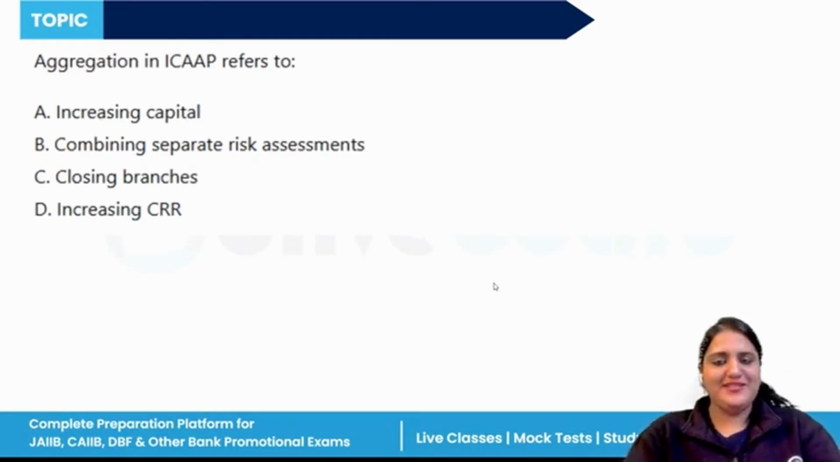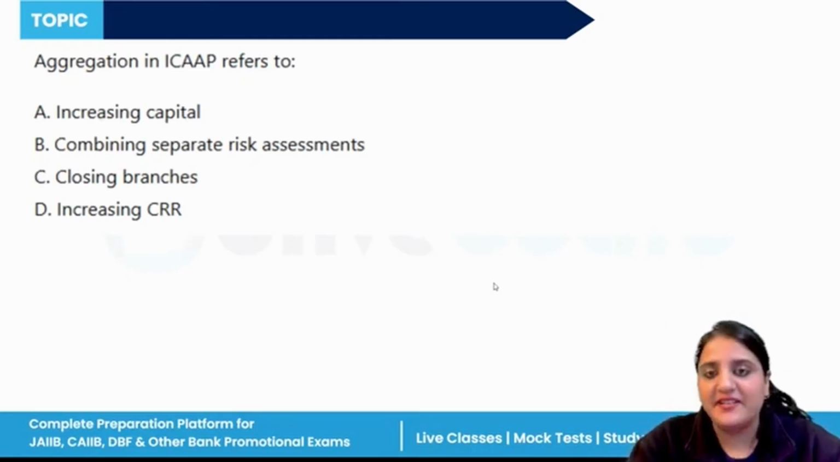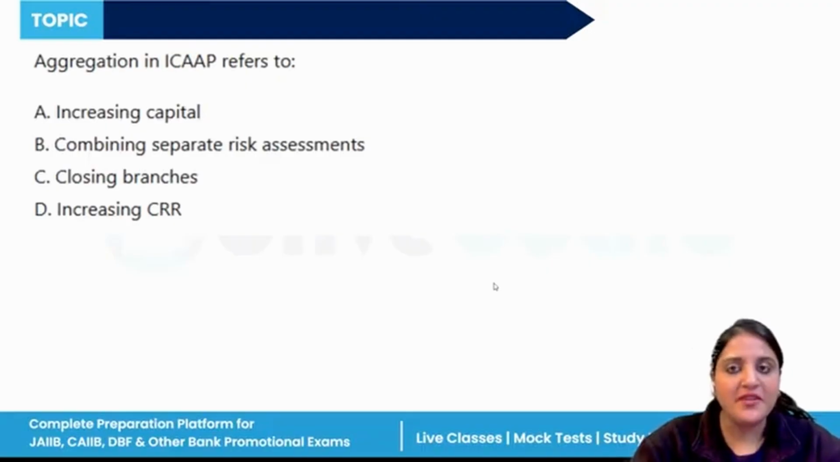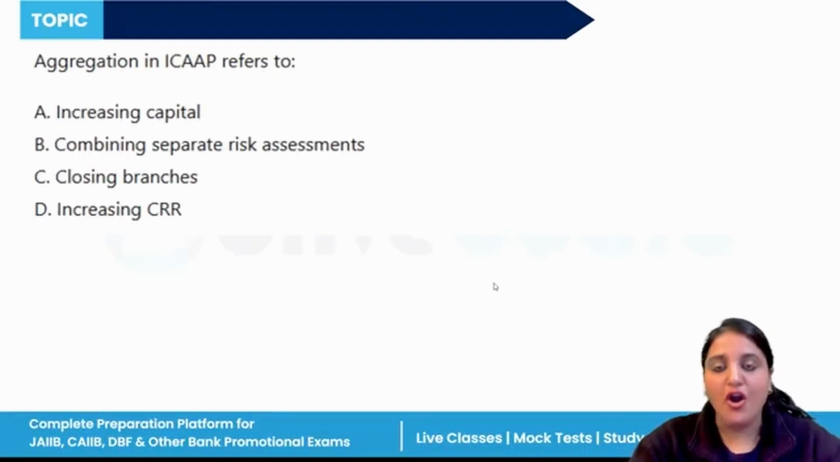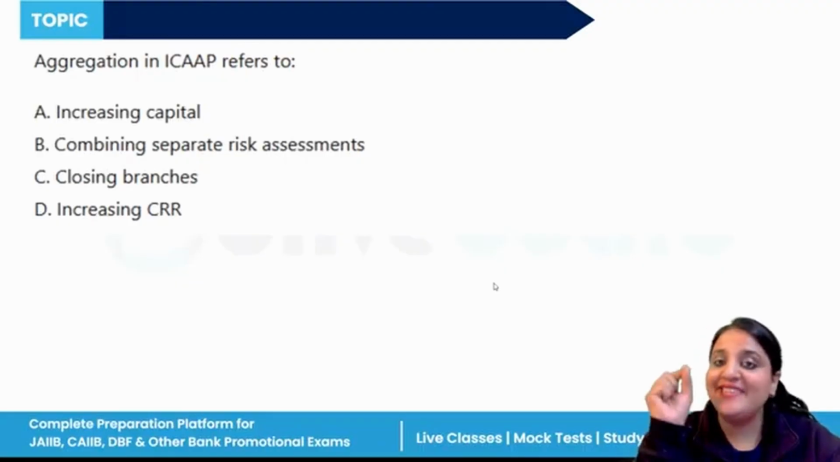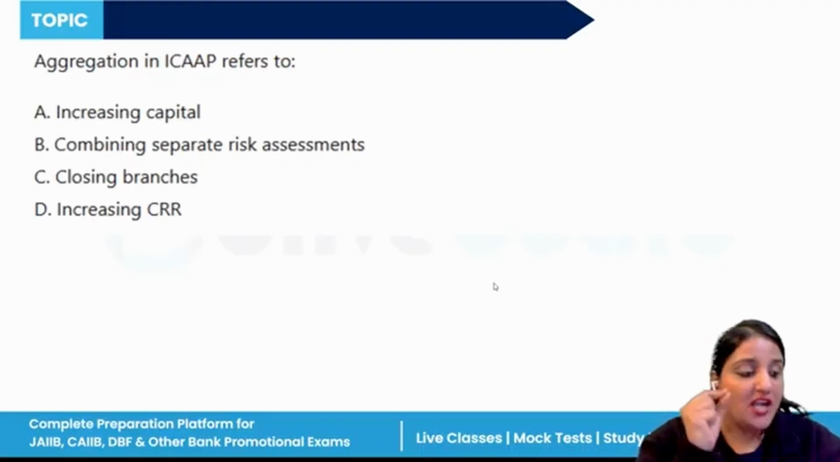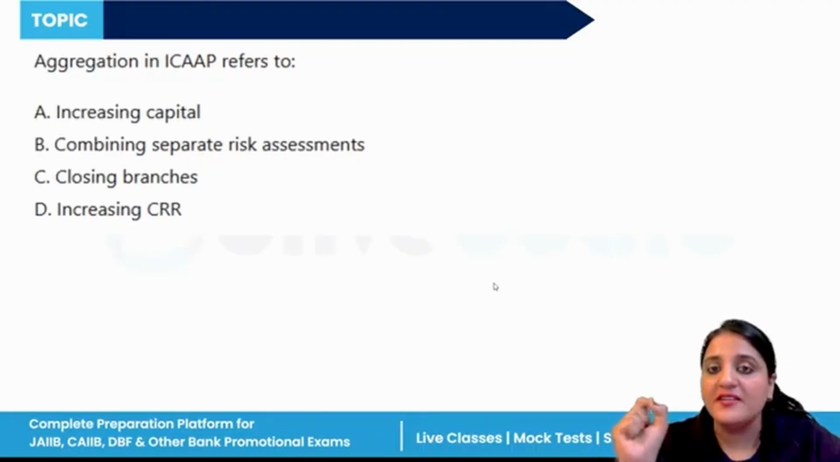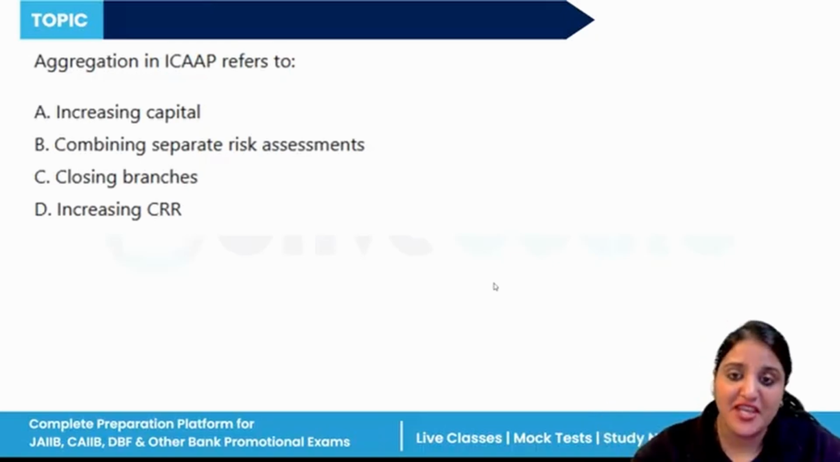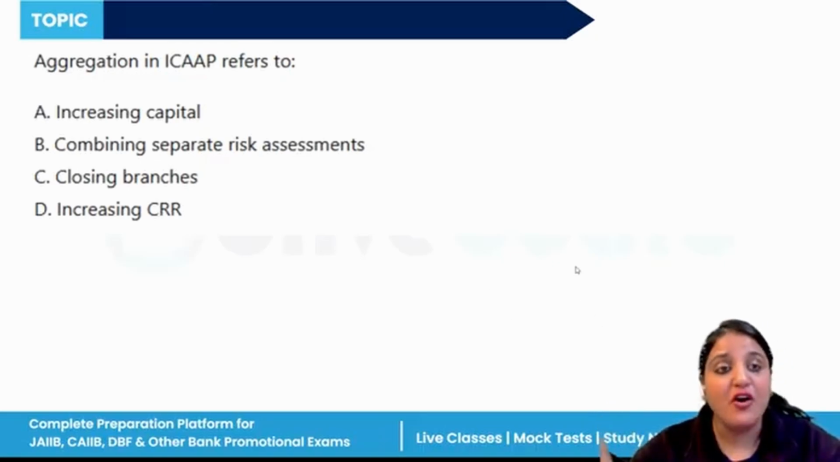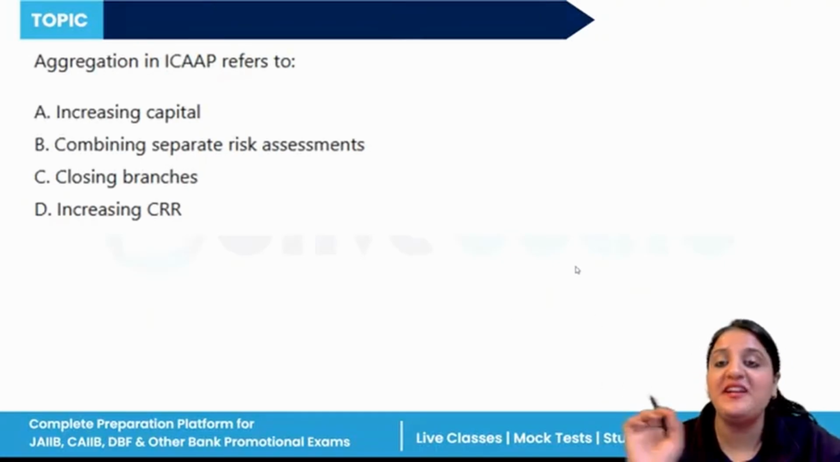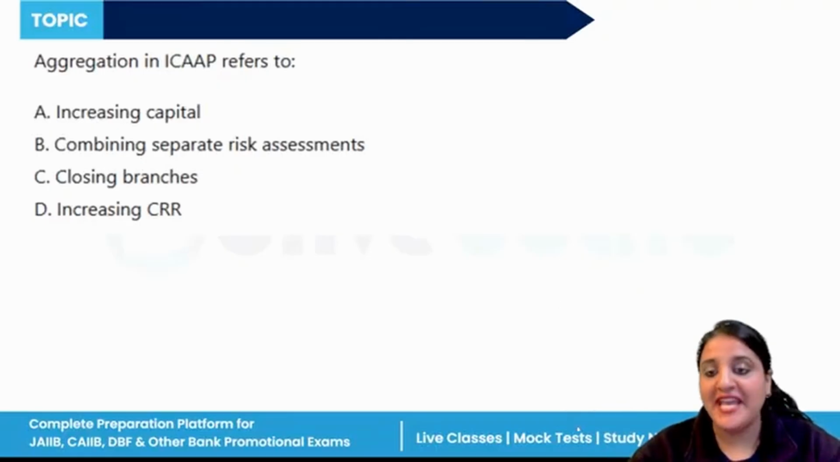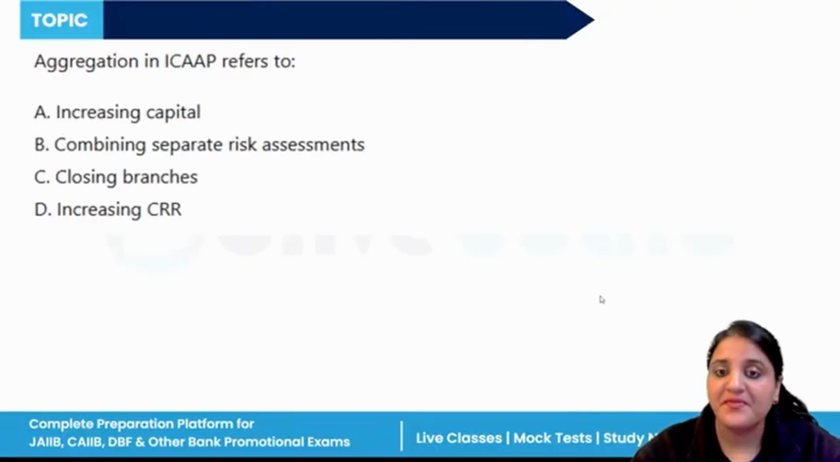First of all, credit risk comes from the loans, right? Market risk comes from the treasury. Operational risk comes from the branches. All must be combined. That is called aggregation. Combining all the risk assessments, and diversification means reduction of the overall risk due to spread across activities. So ICAAP combines all risks and takes an overall capital view.